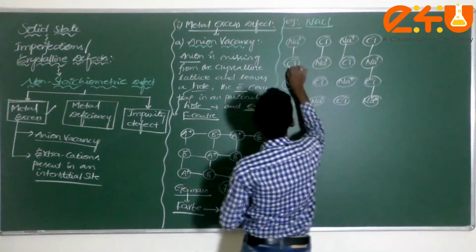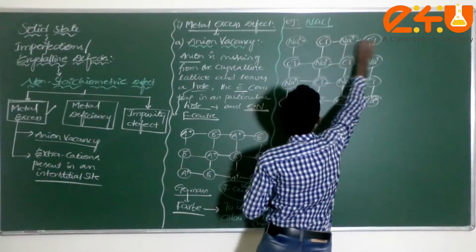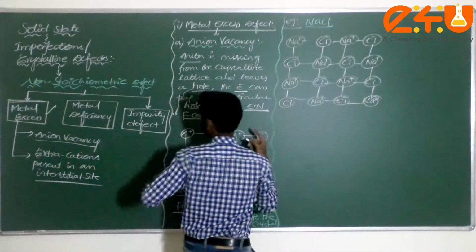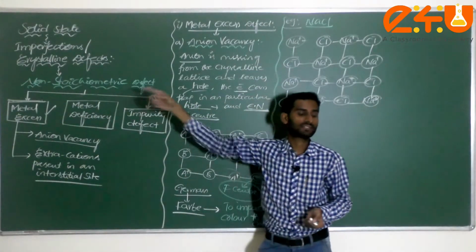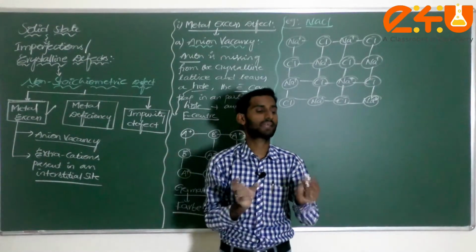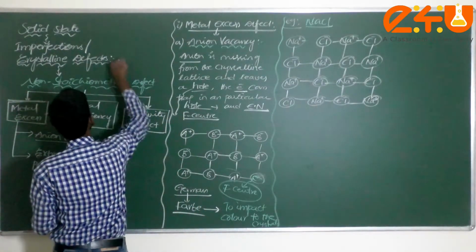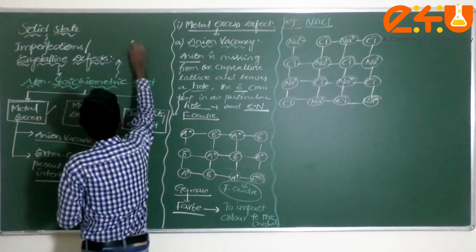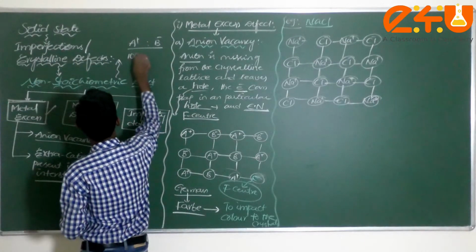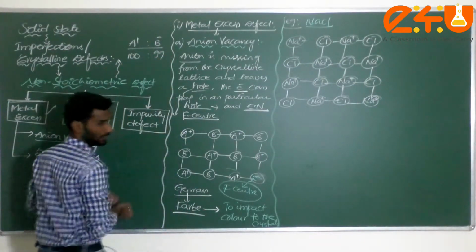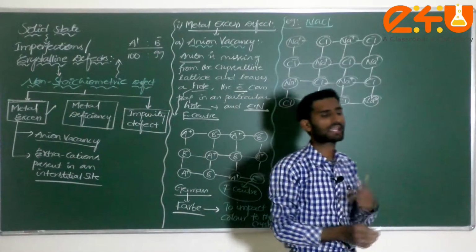Now, initially, the non-stoichiometric defect, what are we considering, dear student? This defect arises because the ratio of the cations and anions is different, while electrical neutrality is maintained. For example, this is the cation and this is the anion. Say cations are 100 and anions are 99. Will it be the same here? No. That's why it is not maintaining the correct ratio of cations and anions.